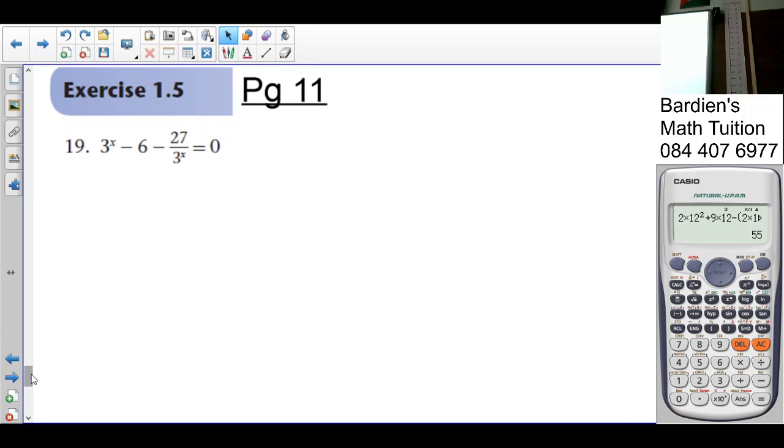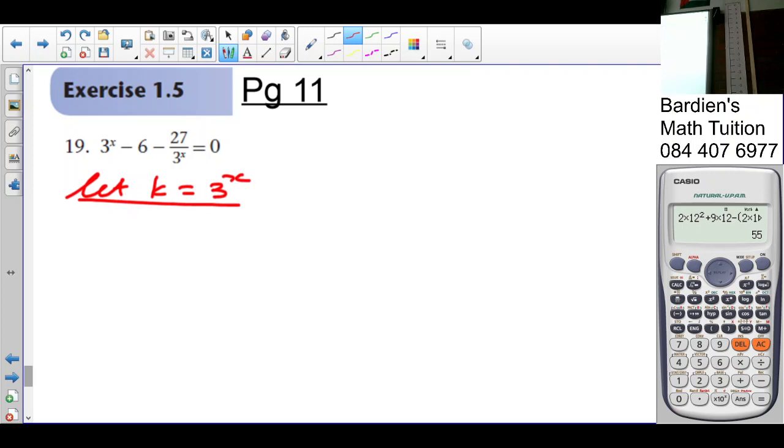So that's 1.5, page 11, number 19. What do we say here? Here we can go straight and say let k equals 3 to the x. So if I replace k here with 3 to the x, what would it be? k minus 6 minus 27 over k is equal to 0.